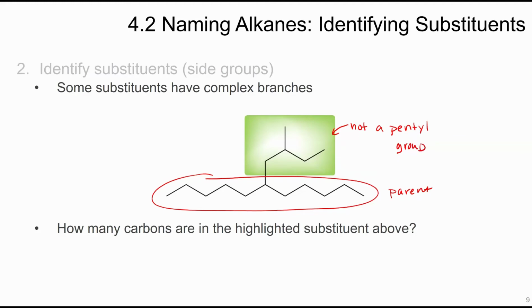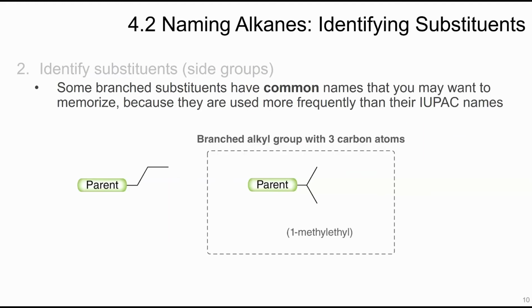And we can't name it as a pentyl group. So some of these branch substituents have common names that you may want to memorize because we will use them more frequently than their IUPAC names. So a branched carbon with 3 atoms, if it has the 1, 2, 3, and it's a straight branch coming off of there, this is a propyl group. And when you have the group that looks like a Y here, this is an isopropyl.